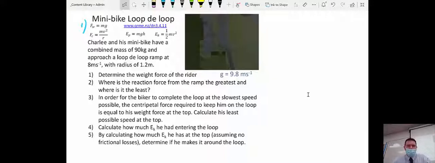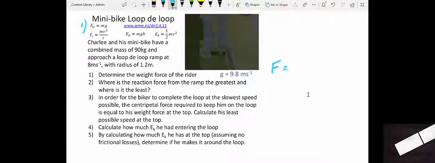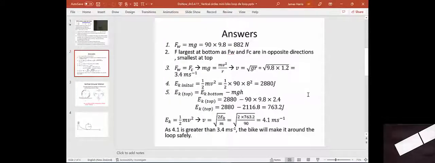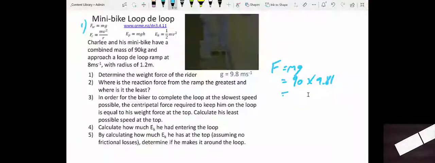So determine the weight force of the rider for number one. So the weight force is just going to be mass times gravity, and it's going to be 90 times 9.81, which gives us 882 newtons, and so that's his weight force. Determine where the reaction force or the support force from the ramp is the greatest and where it's going to be the least.